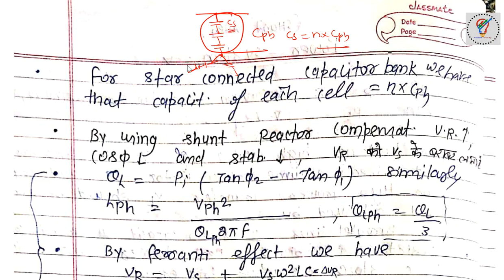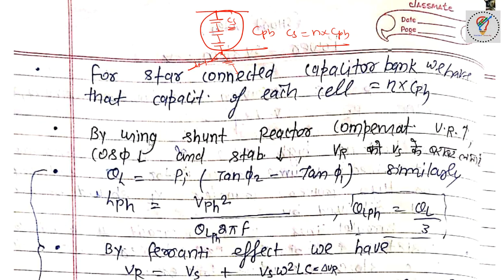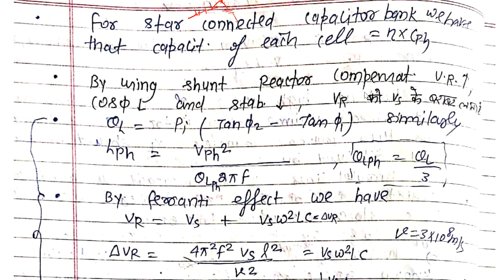Okay. Now, next point. By using a shunt reactor, generally we use it especially in case of the Ferranti effect. Remember the Ferranti effect. Why, sir? The Ferranti effect causes the receiving end voltage to be higher compared to the sending end voltage. At that time, the capacitor will deliver reactive power. To control the reactive power, we add one more element, the shunt reactor, which will absorb the extra reactive power.